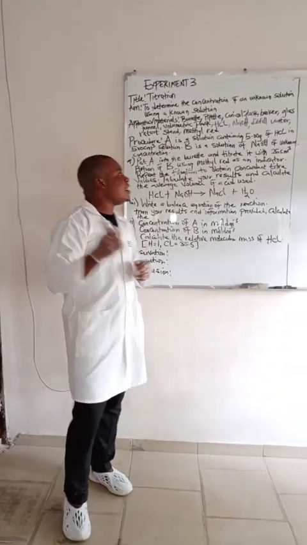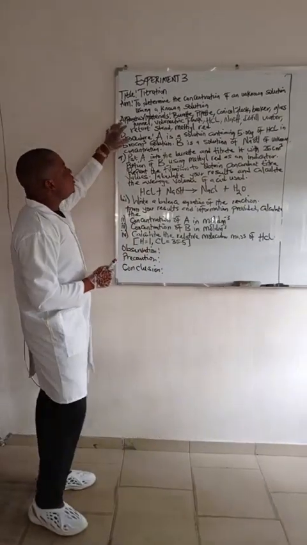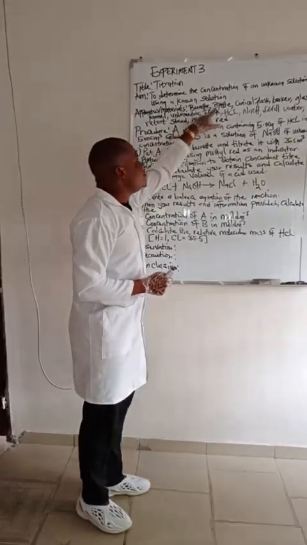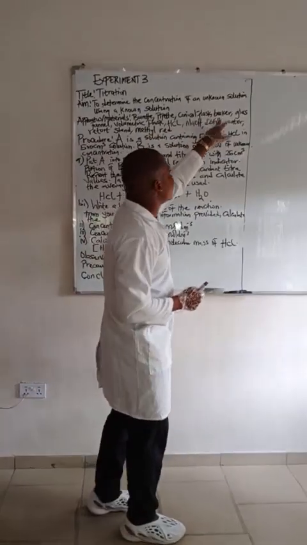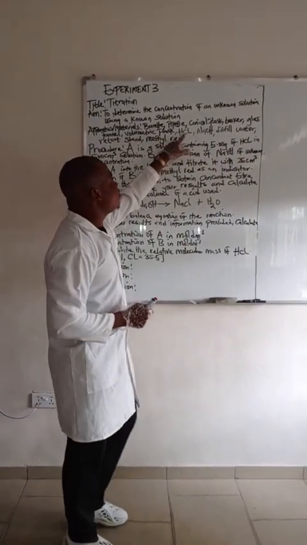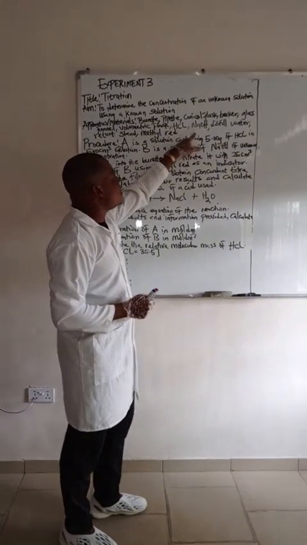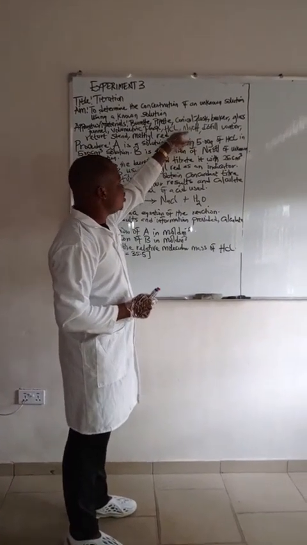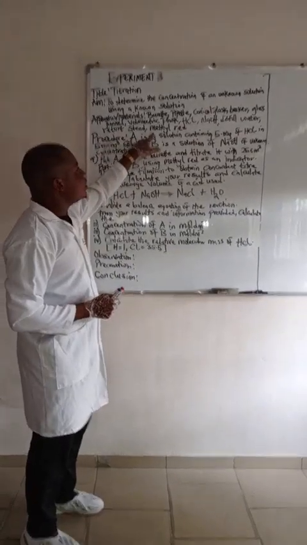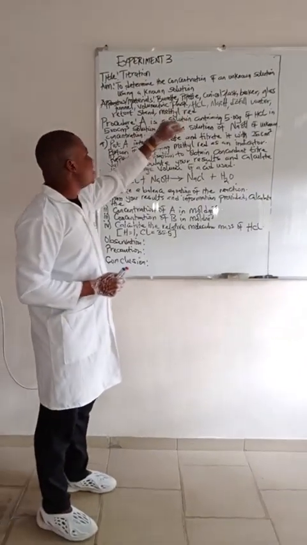In fact, in WAEC, it is the number one question every year. Now let's go further. From the board, we have the apparatus and materials: burette, pipette, conical flasks, beakers, glass funnel, volumetric flasks, hydrochloric acid (HCl), sodium hydroxide (NaOH), distilled water, the retort stand, and the indicator.